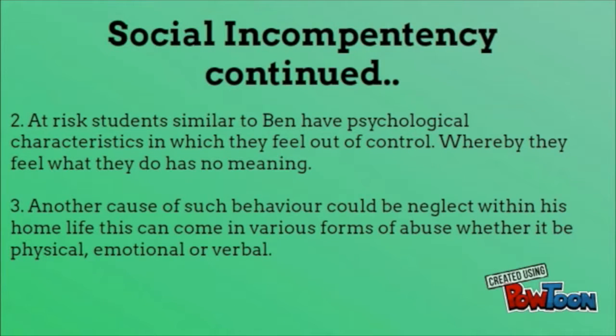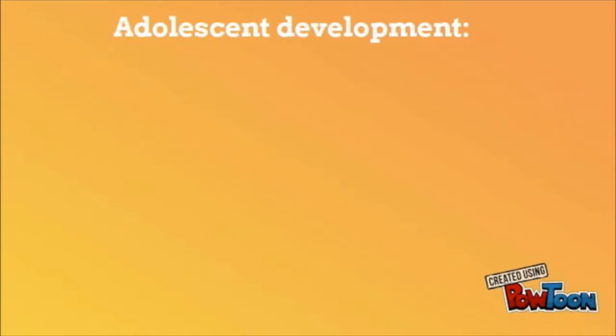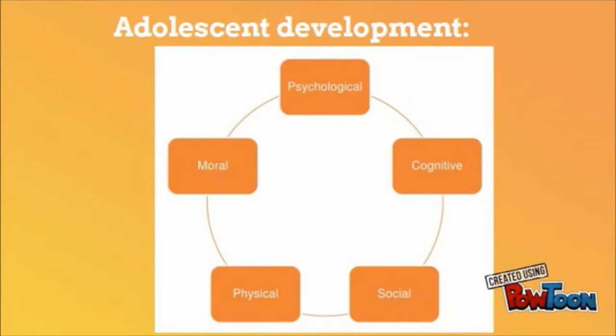At-risk students, similar to Ben, have psychological characteristics in which they feel out of control, whereby they feel what they do has no meaning. Another cause of such behavior could be neglect within his home life. This can come in various forms of abuse, whether it is physical, emotional, or verbal. Ben exhibits a lack of adolescent development in psychological, cognitive, moral, physical, and social attributes.